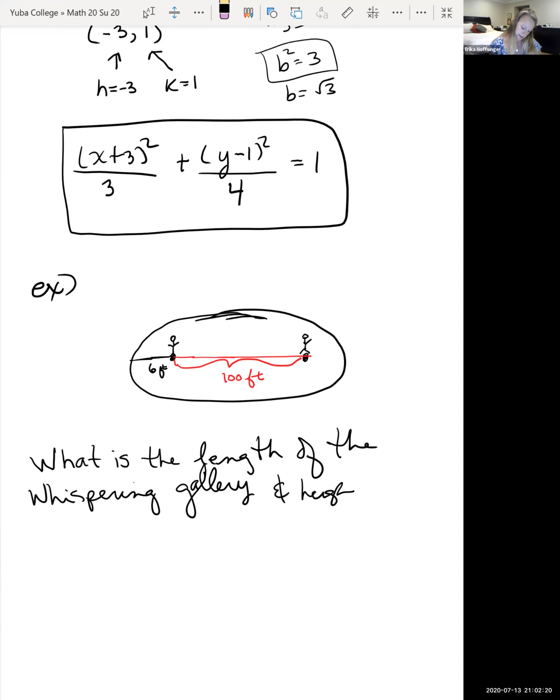And the height of the ceiling at the center. Okay, so let's change my picture a little bit. Makes more sense.